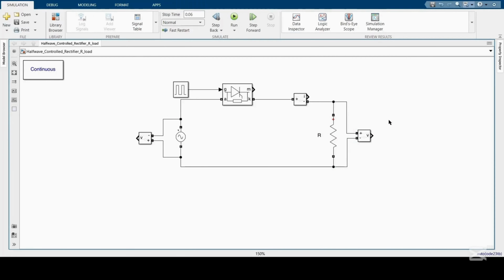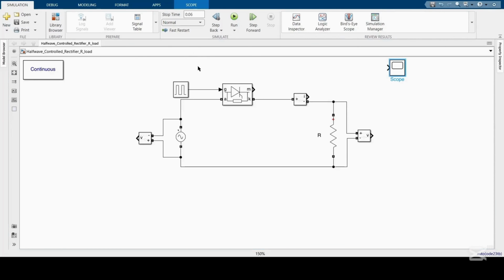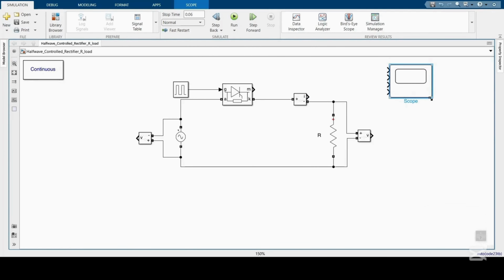Finally, the scope captures and displays the input voltage, output voltage, and load current waveforms. This helps us visualize how rectification is happening. Last, the power GUI block. This is required for Simulink's electrical simulations. It ensures our circuit runs correctly in the continuous domain.